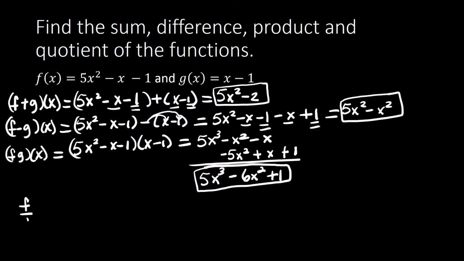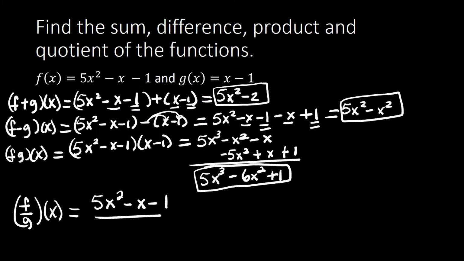And then for f divided by g, it's simply our f of x, 5x squared minus x minus 1, divided by our x plus 1. And we must know that x cannot equal negative 1 in this case because it will make this undefined.